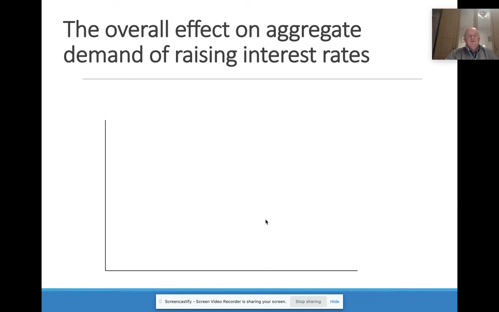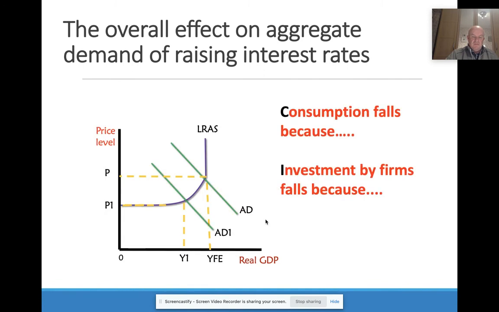Okay, so in this instance, we want to show the overall effect on aggregate demand of raising interest rates. If we increase interest rates, aggregate demand is likely to fall from AD to AD1. And you can see that in that situation, that is then going to cause real GDP to fall and also the price level to fall.